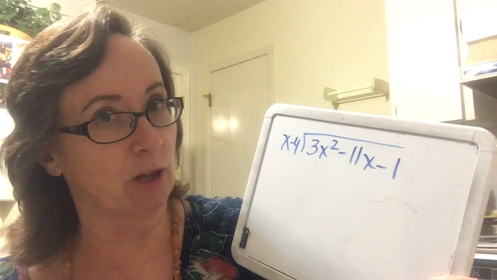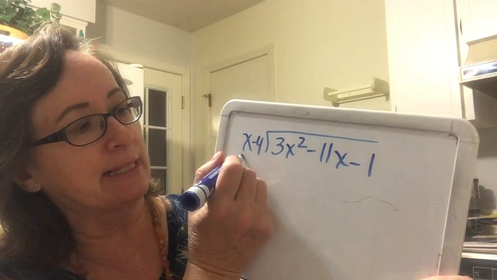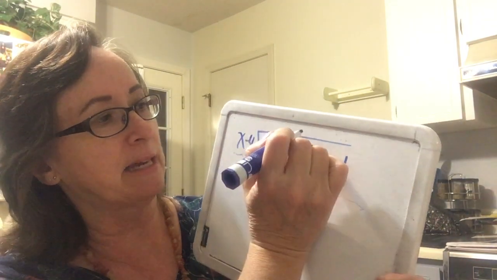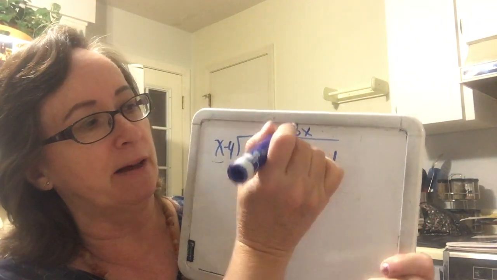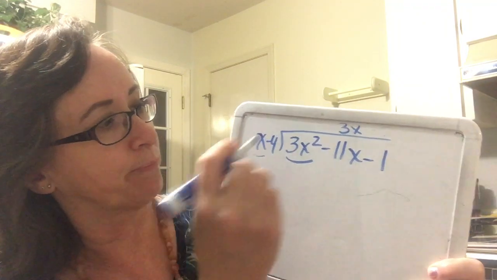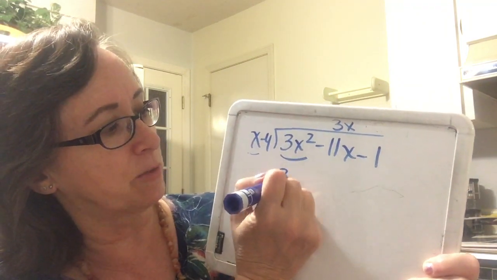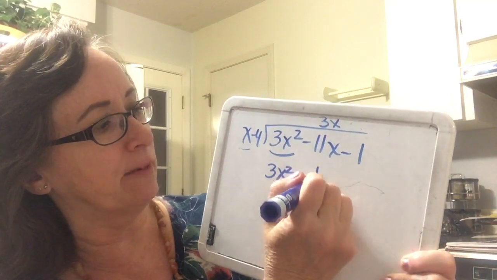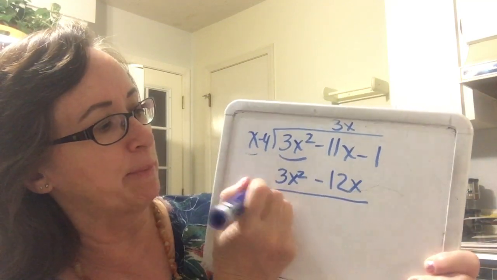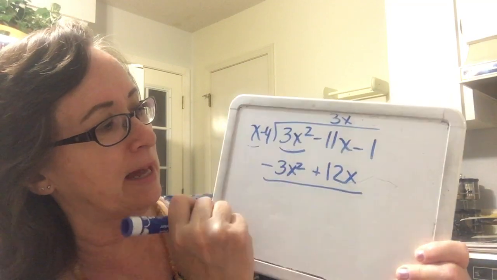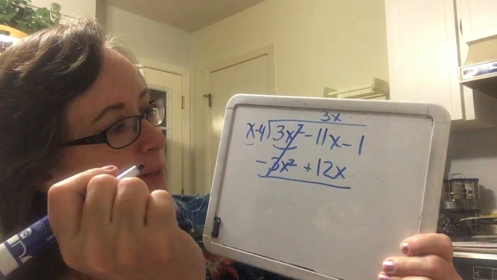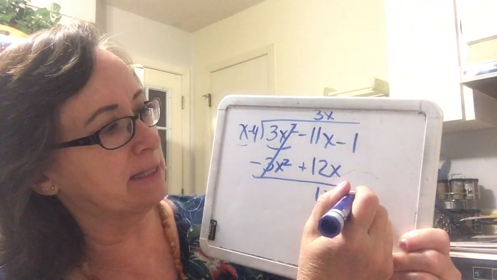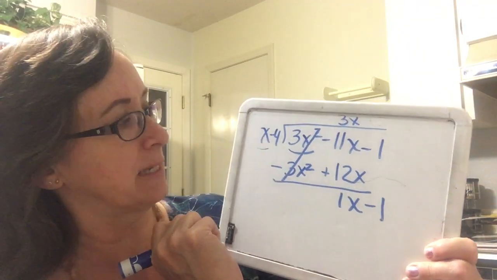So I'm going to do long division, and x will go into 3x squared 3x times. So 3x will go above the x column. 3x times x is 3x squared. 3x times negative 4 is negative 12x. I'm subtracting, so I change both signs and add. There's my compare step, and add 1x. Minus 1. I bring down the next number.